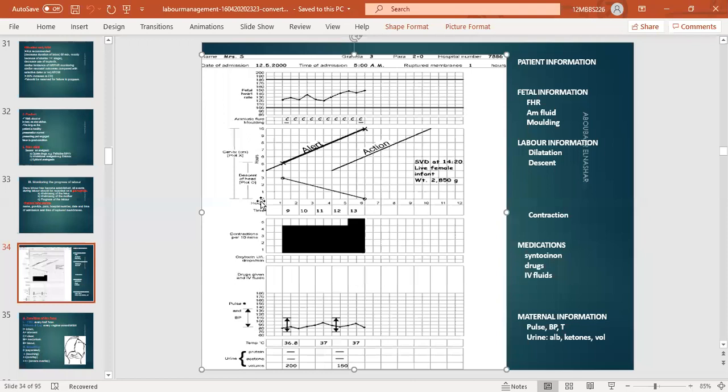Now this patient comes, in 1 hour she has the dilatation. Look at the dilatation: in 1 hour 5 centimeter, and then after 6 hours it becomes 10 centimeter. Means she is in normal labor.